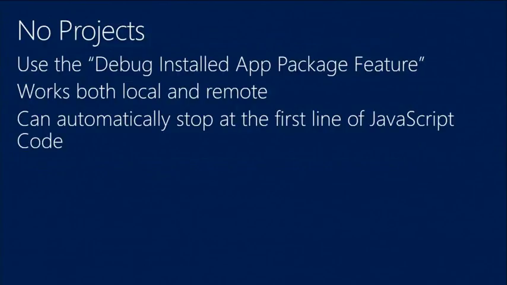So when you don't have the project, you don't necessarily have the source, or you don't necessarily know which is the matching source, you can still debug the JavaScript applications using the debug installed application features. So this will, like I showed, enumerate the apps that are installed on my desktop. I can then launch them, and I can then start to debug the code. This works locally and remote if you've got the remote debug tools installed on the target machine. And then with that little checkbox, you can just automatically stop at the very first line of JavaScript that executes.